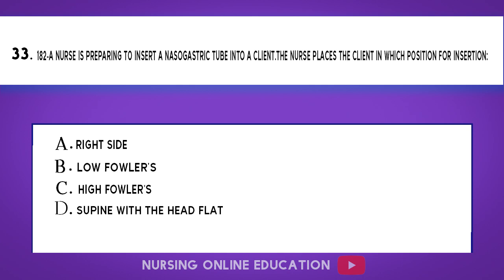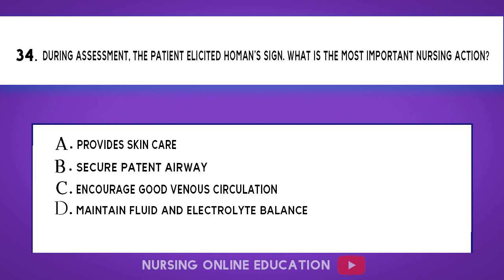33. A nurse is preparing to insert a nasogastric tube into a client. The nurse places the client in which position for insertion? A. Right side, B. Low Fowler's, C. High Fowler's, D. Supine with the head flat. The answer is option C, high Fowler's.